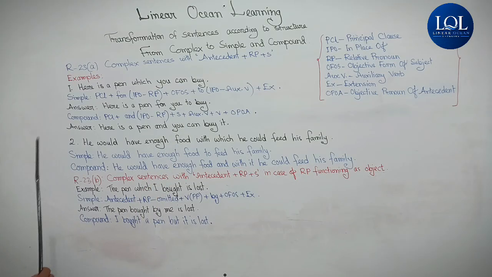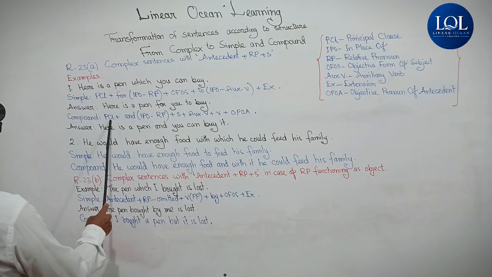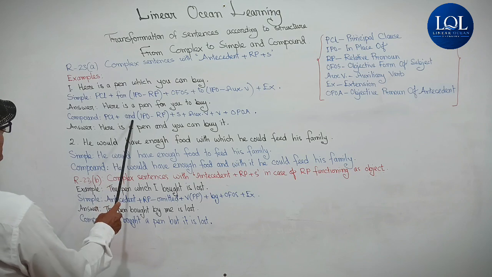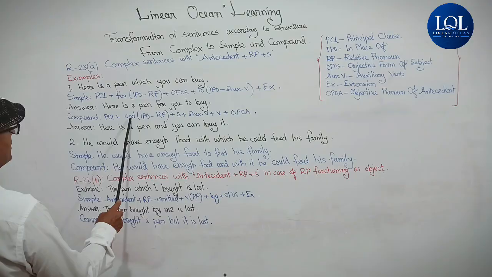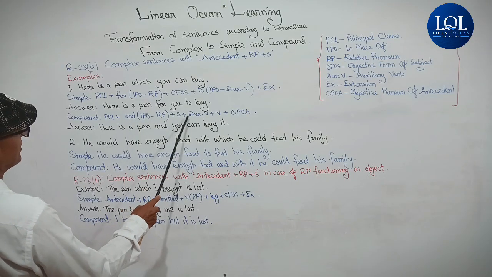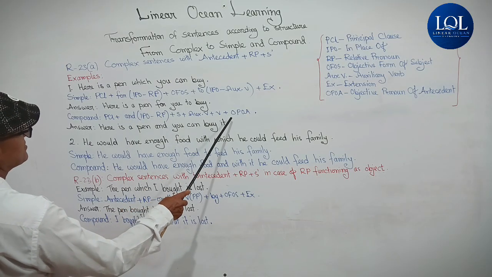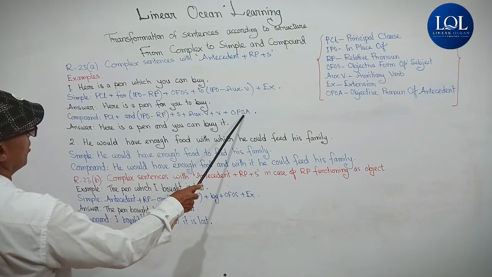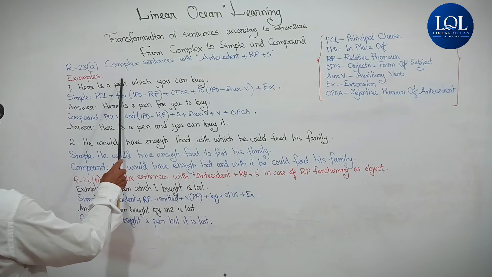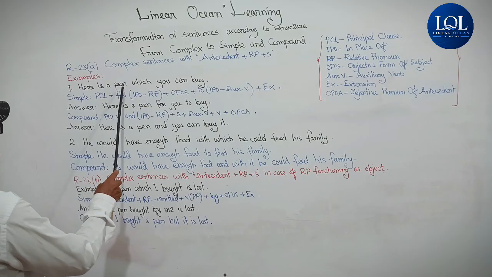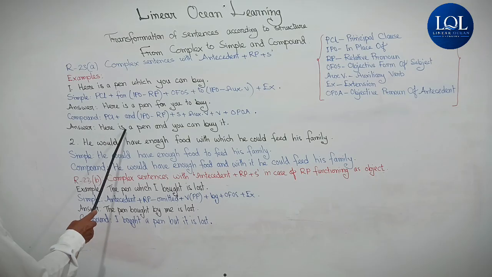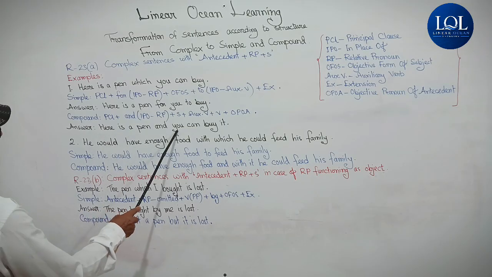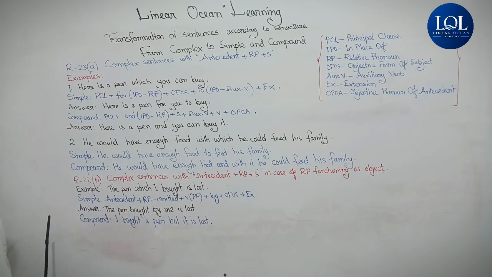Now, how to put it into a compound sentence? Principal clause, PCL: Here is a pen, and IPO RP, in place of the relative pronoun we have to write "and", plus subject, plus auxiliary verb, plus objective pronoun of antecedent. Here the antecedent is "a pen" and its objective pronoun will be "it". So the answer is: Here is a pen and you can buy it.